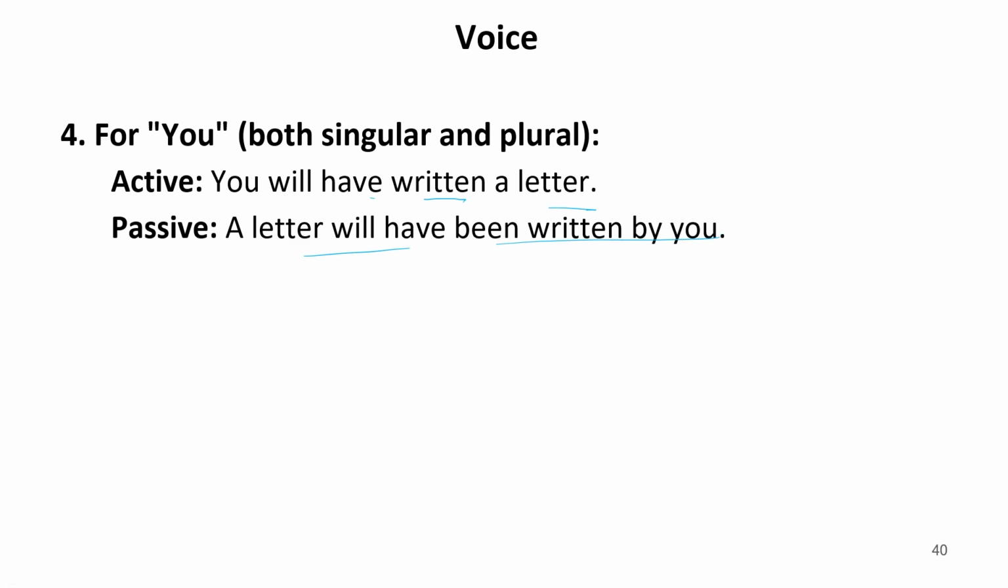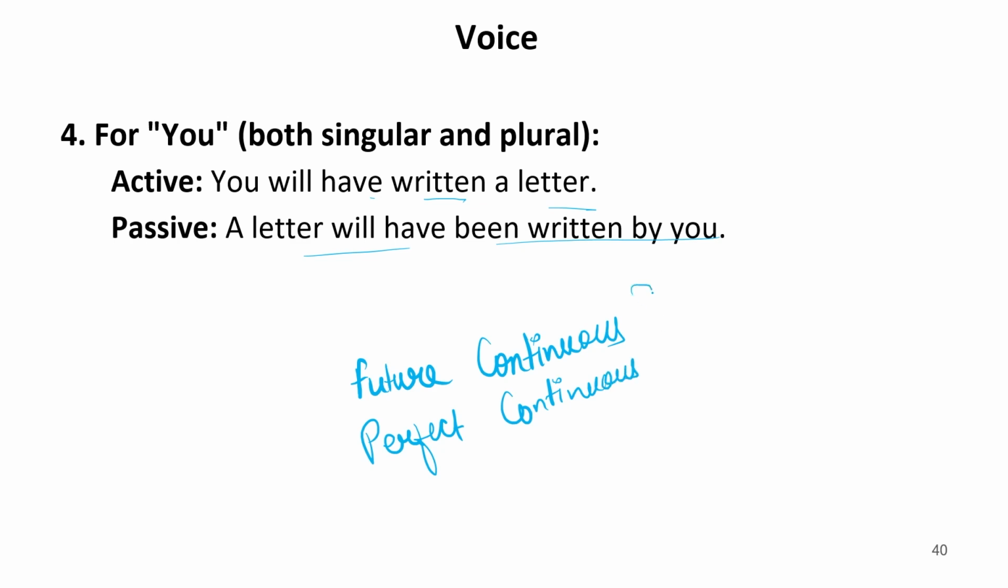So these are the basic structures of converting an active sentence into passive voice, or converting the tenses of active voice into passive voice. So these are basic tenses structure. In this, we should keep this in mind that future continuous and perfect continuous of any, like present perfect continuous, past perfect continuous, and future perfect continuous, all these tenses are not converted into passive voice. No passive of these tenses.